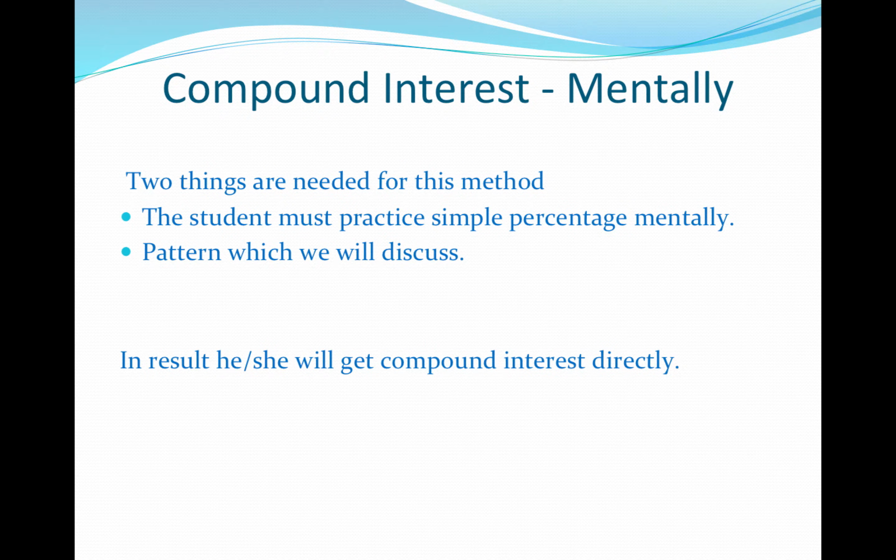Two things are needed for this method. First is the student must practice simple percentages mentally, like 1%, 2%, 10%, 20%, so that he can calculate the compound interest part mentally. And the second thing is the pattern behind this method, which we will discuss later in this presentation, and it is very simple and anyone can learn it very easily. In result, the student will get compound interest mentally.